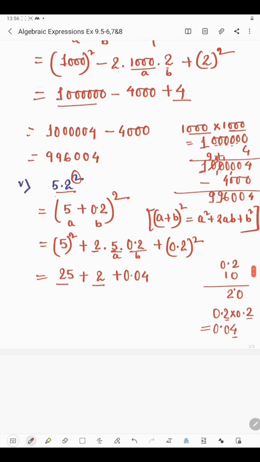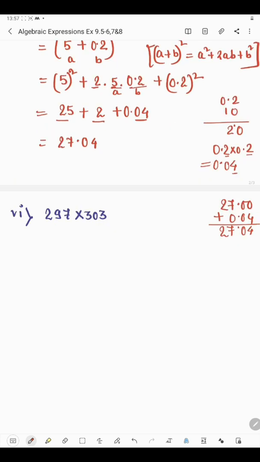Okay, now we will add this all. Now 25 plus 2 is 27 and 27 plus 0.04. Now here after point 2 digits, so we will write 27 as 27.00 plus 0.04. So it's 4 plus 04, 0 plus 00, 7 plus 07 and then 2. So it's 27.04.